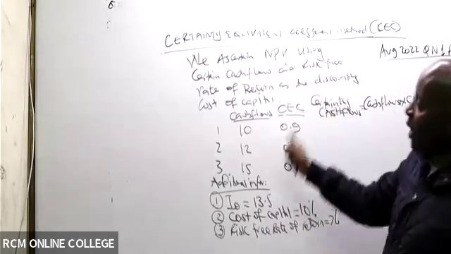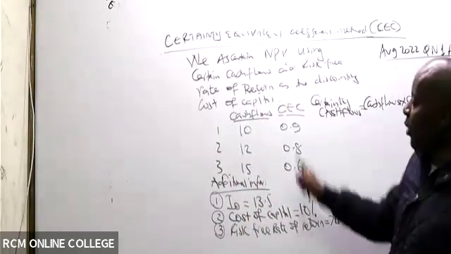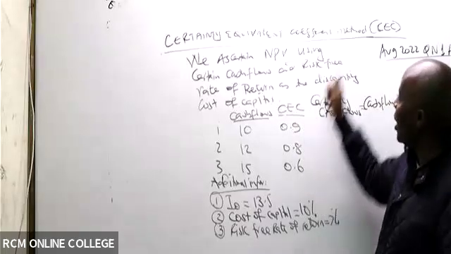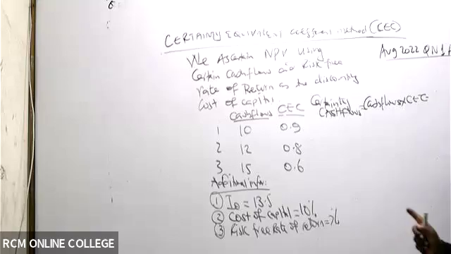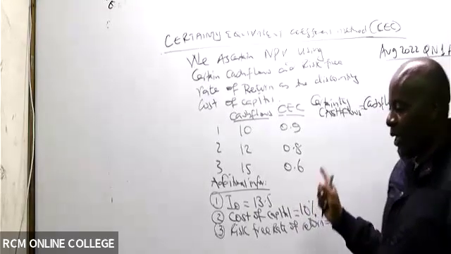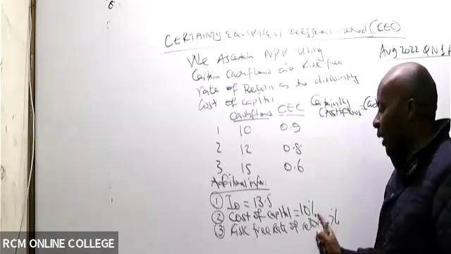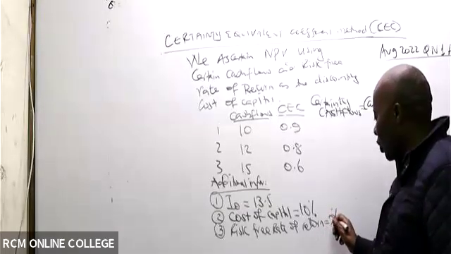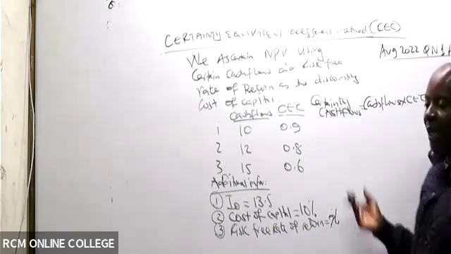So we have an example here where we have years 1, 2, 3. Then we have our cash flows, and then we have the certainty equivalent coefficient. CEC stands for certainty equivalent coefficient. All right, and then they have given us additional information. Initial outlay is 13.5. Cost of capital is 10%. Risk-free rate of return is 7%. And then we are required to determine NPV.